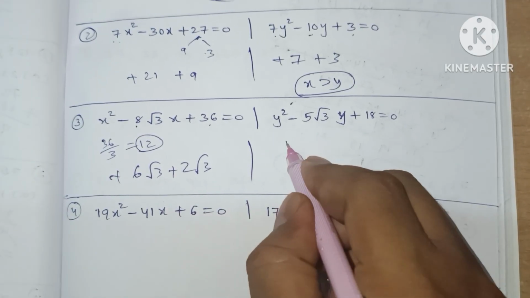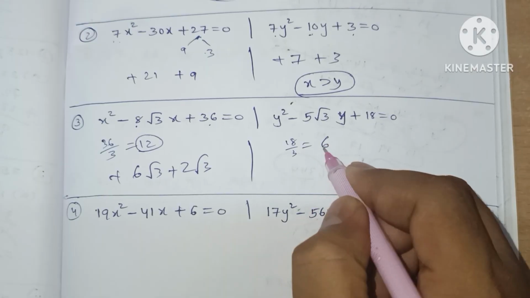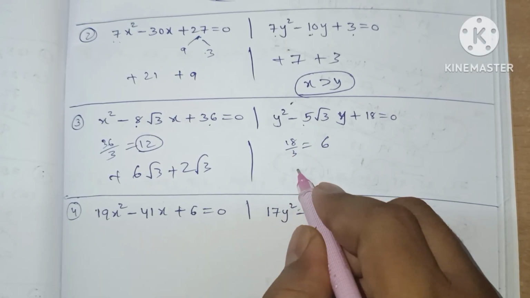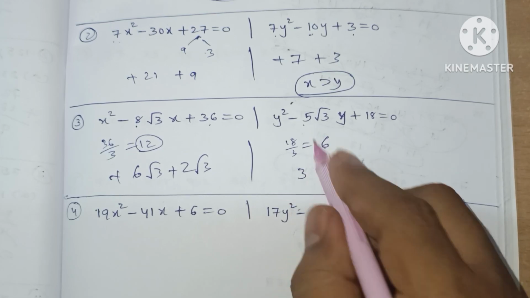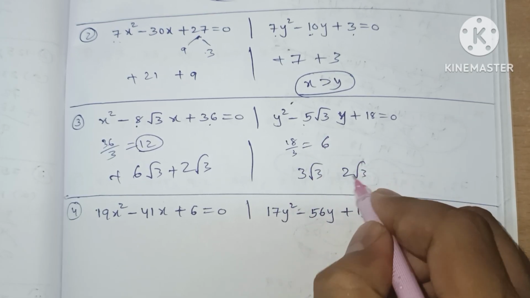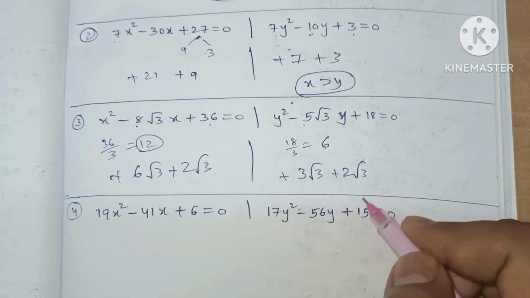Here 18 divided by 3 will be 6. We need to get 5. Okay, 3 2 times will be 6, and the sum of these two will be 5. So 3 root 3 and 3 root 3, both the roots are positive.